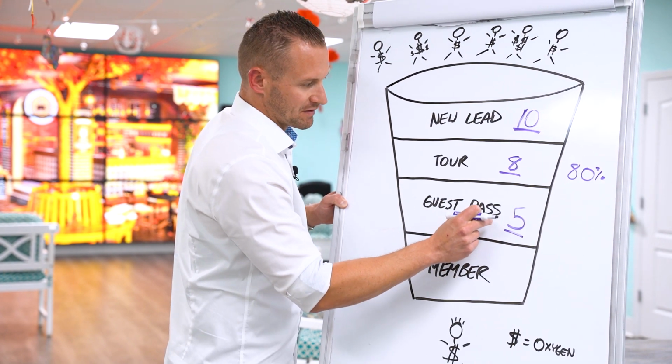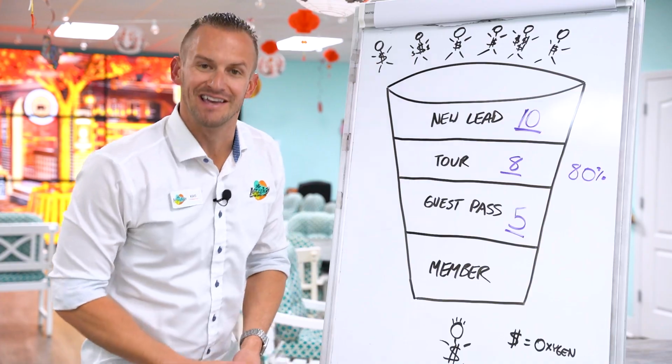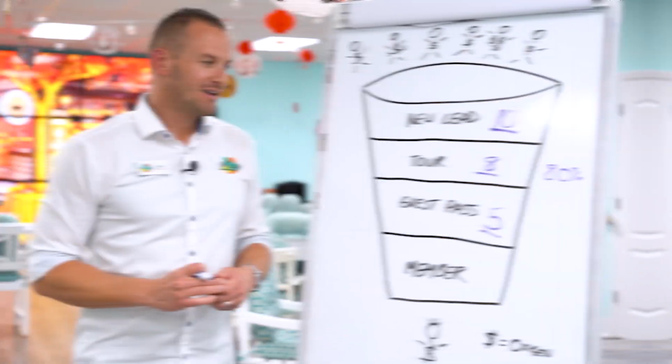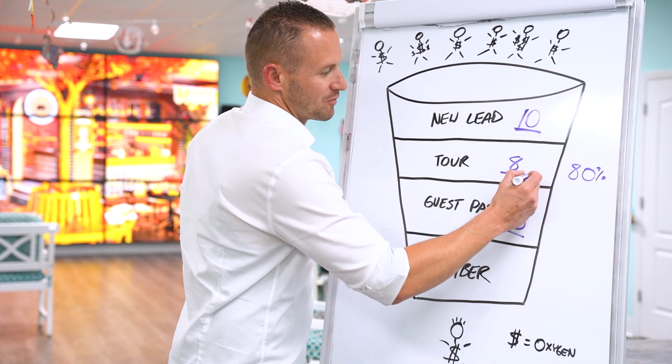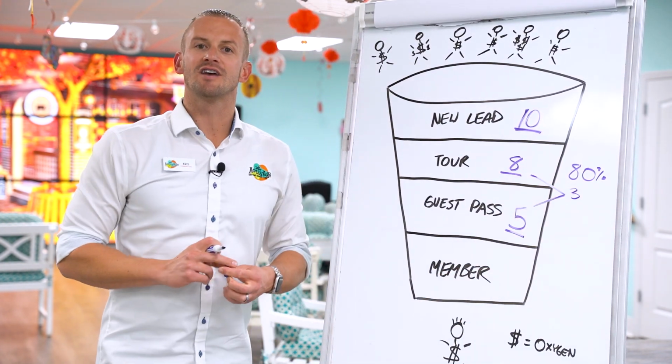So somewhere between here and here, we lost 3. What happened to those 3? Did you give a bad tour? Did you give a good tour? Did you scare them away? Did you try to sell them too hard? What happened? So it's important to figure out, those 3 that you lost, go do a little discovery.